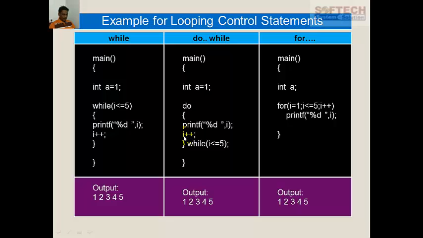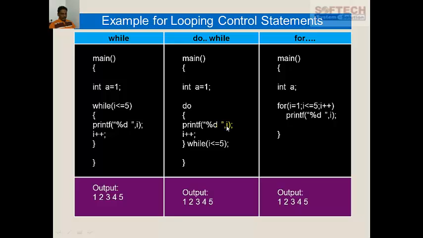The old existing i value is 1, and now it is increased by 1, so the new value is 2. 2 less than or equal to 5, the condition is true. Here we put a semicolon after the while condition. If we do not put the semicolon, the compiler will give an error. If we put a semicolon here, it runs repeatedly.